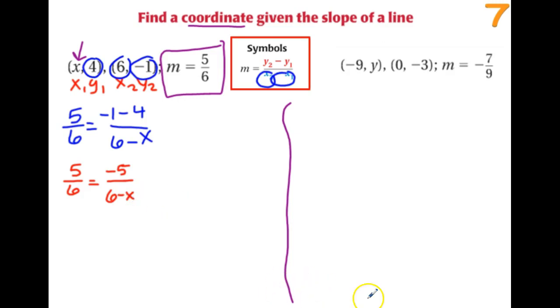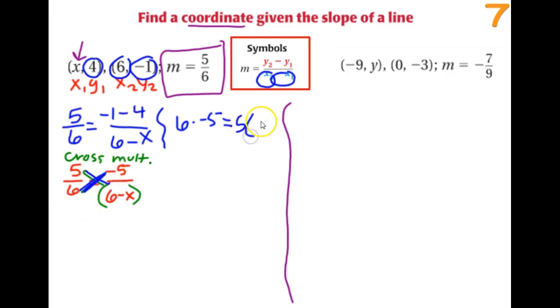But if I think back to chapter 3, this looks really familiar. Remember doing some cross multiplying? That's what we're going to do here. We are going to cross multiply. But because this is adding or subtracting, we need to distribute or put parentheses around it. So first, 6 times negative 5 on one side, and then on the other side we have 5 times 6 minus x in parentheses.